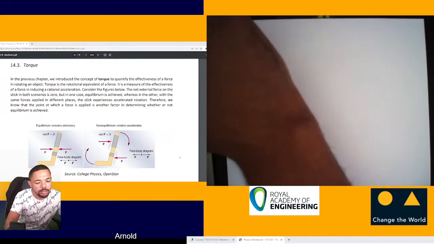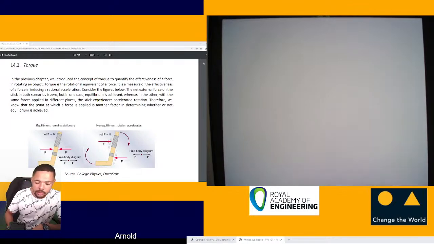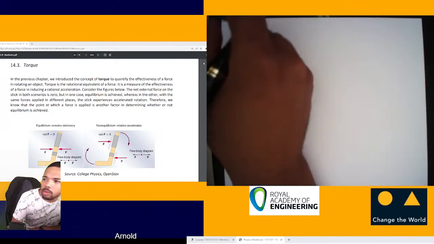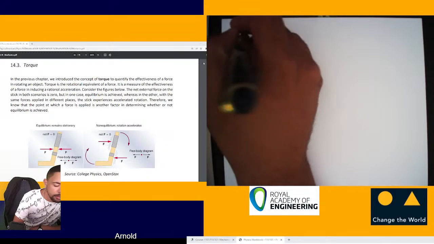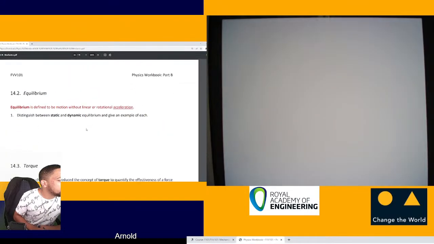And today we'll be covering a very nice topic in dynamics called torque. But before we go with torque, let's just go up a bit first to equilibrium.